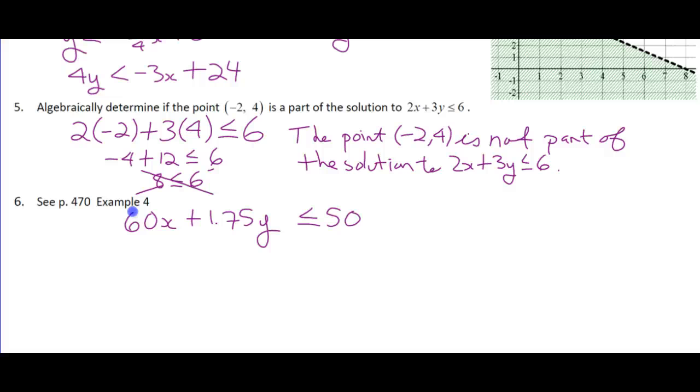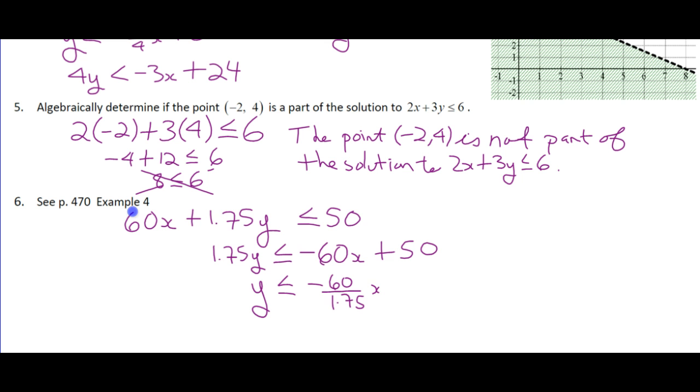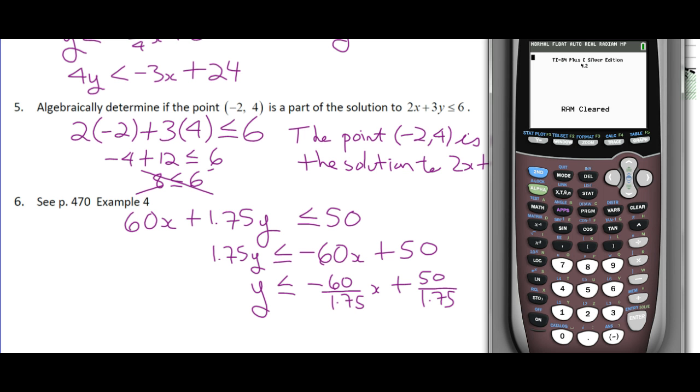Solve the inequality for Y in terms of X. Okay, so we want to write this as Y. So 1.75Y is less than or equal to negative 60X plus 50. And Y must be less than or equal to negative 60 over 1.75 X, it's really weird, plus 50 over 1.75. Weird numbers, but you know what? We're just going to enter this into our calculator, right?